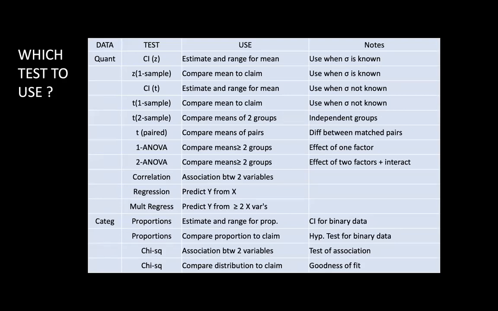So basically, for quantitative data, we need a confidence interval to estimate a range for the mean. A Z-test we use to compare the mean to a claim for a hypothesis test. We use a Z-test when we know the population standard deviation, and we use the t-test when we don't know the population standard deviation. The ANOVA we use for more than 2 factors.